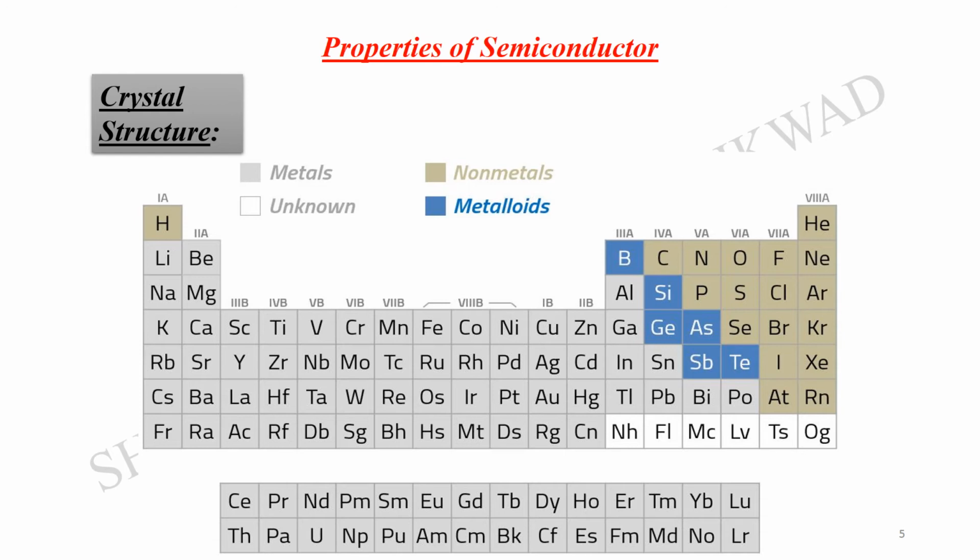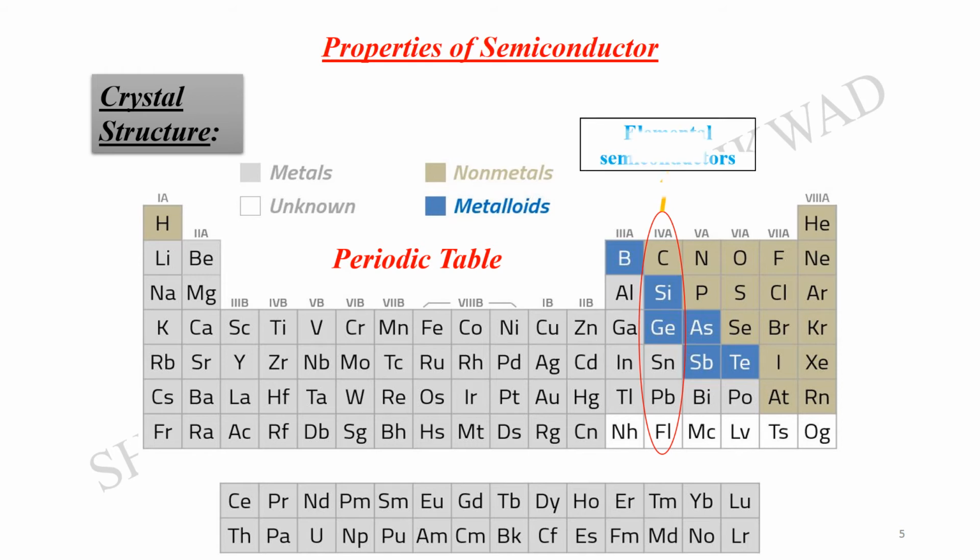Now you can look at these crystal structures and the periodic table of the elements, right? Here we have the fourth group elements. Apart from carbon, it's silicon, germanium, then tin, Pb, and then Fl. These are called the elemental semiconductors. Why? Because each individual element possesses semiconducting behavior or semiconductor properties. Why? Because their octet is half filled.